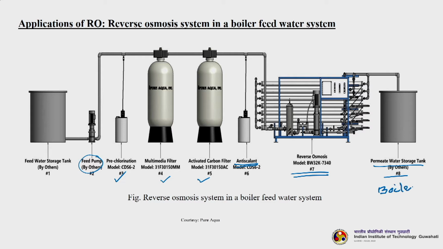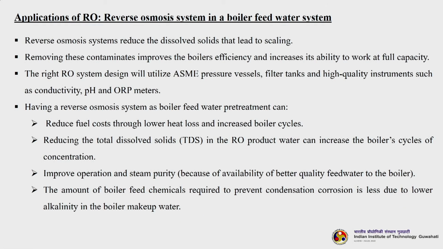So, please remember this also produces very good quality of water, though you cannot directly use it as potable water, it may need some polishing technique. But for boiler water, the main thing is that it should be free of any such ions which form scales, otherwise the boilers will have a lot of scale formation. So, their operation will become difficult. So, the reverse osmosis system reduces the dissolved solids that lead to scaling, as I was telling. So, the main use of RO here is to remove the scale forming solids. So, removing these contaminants improves the boiler efficiency and increases its ability to work at full capacity.